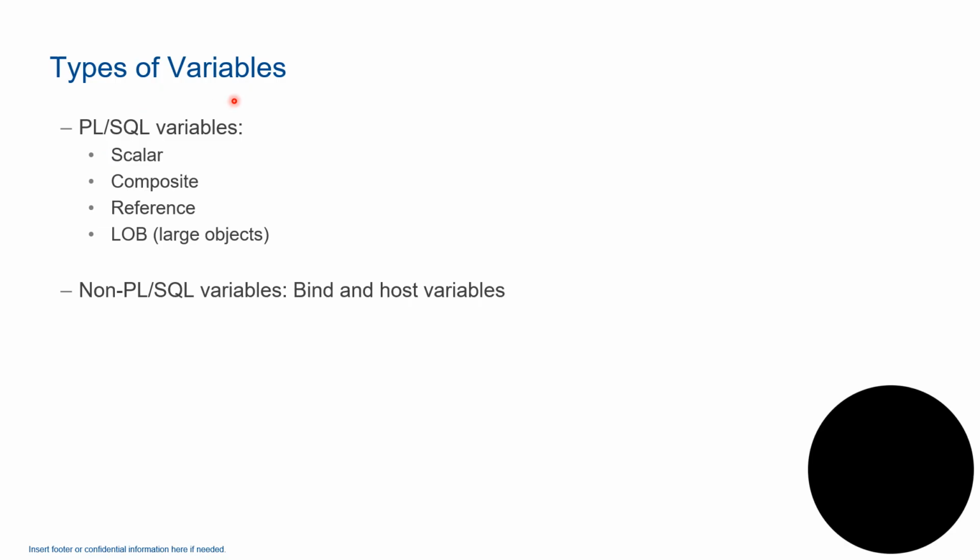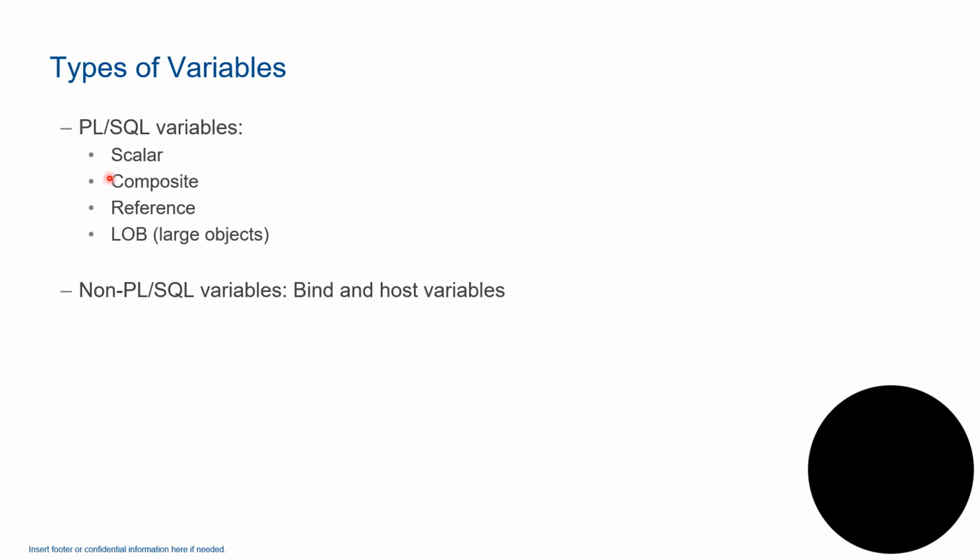Okay, the types of variables. As you see in PL/SQL, variables must be declared in the declare section or in the package as a global variable. When you declare a variable, PL/SQL allocates some memory for the variable values, and the storage location is identified by the variable name. So these are the PL/SQL variable types: scalar, composite, reference, and LOBs. We have some non-PL/SQL variables which are known as bind and host variables.